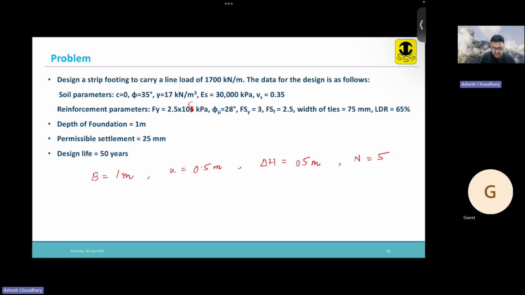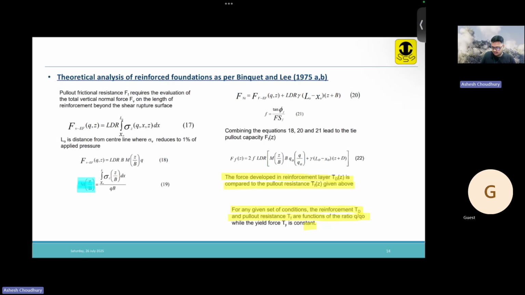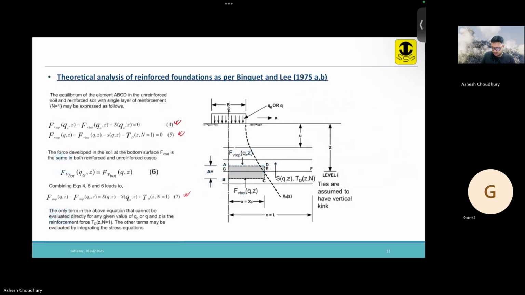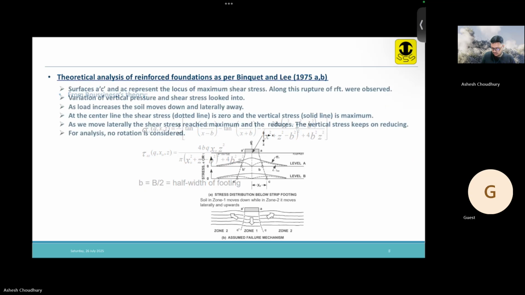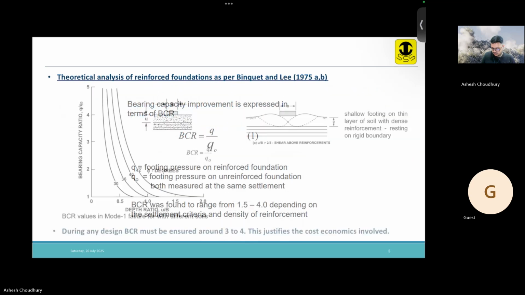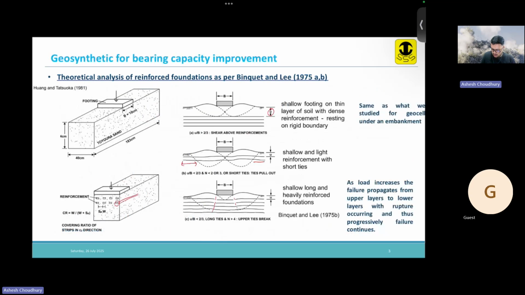So the ratio should be less than 2 by 3, right? So U by B should be less than 2 by 3. Let us see. But U by B should be less than 2 by 3. Okay, so our U by B is 0.5. So it is less than 2 by 3.